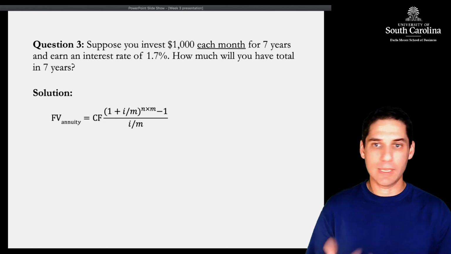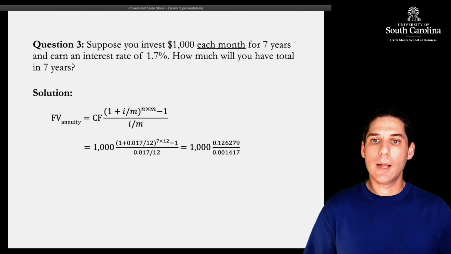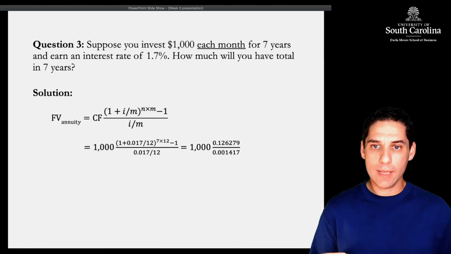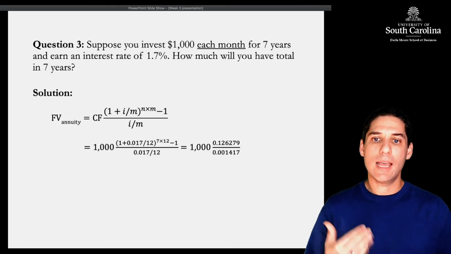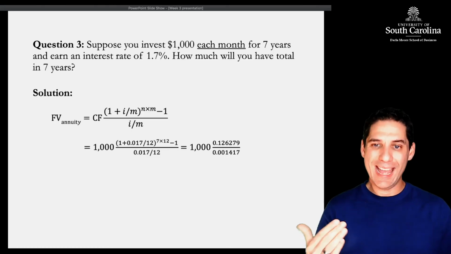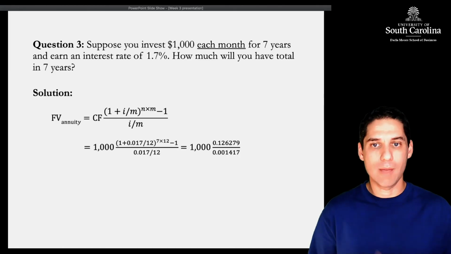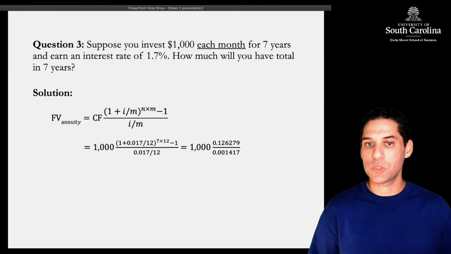So we can plug in the correct values, right? Everywhere you see i, which is in two places, we put 0.017. We divide both of those by 12, and then we multiply 7 by M to find the total number of cash flows, which is 84, and that's the power term.